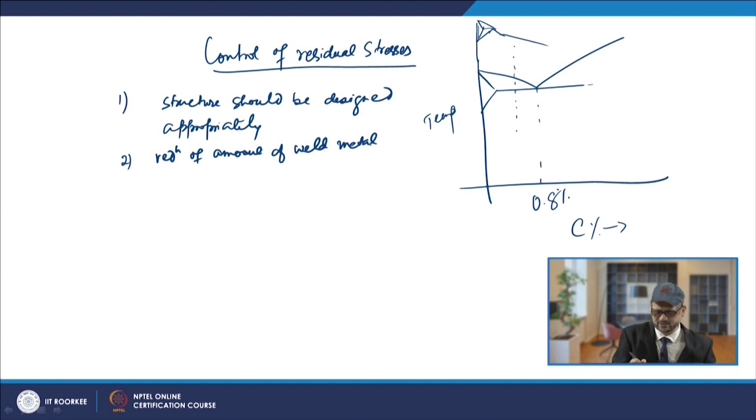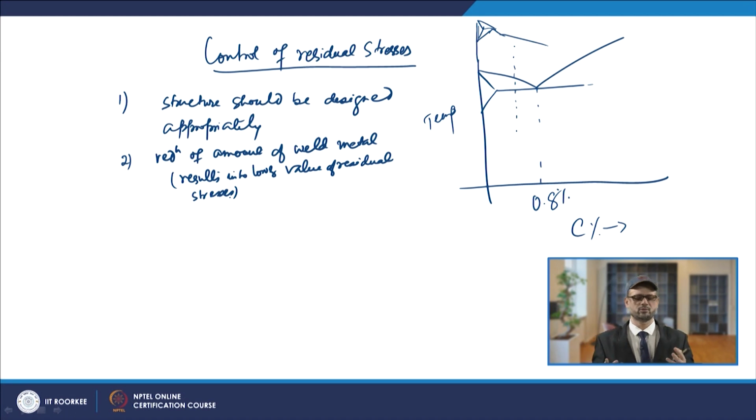So, that results in a lower value of the residual stresses. For example, you can use a U groove instead of a V groove. That results in a reduction in the amount of weld metal.